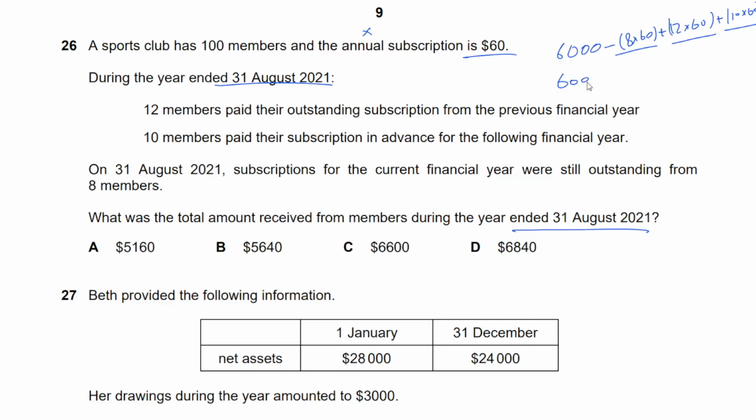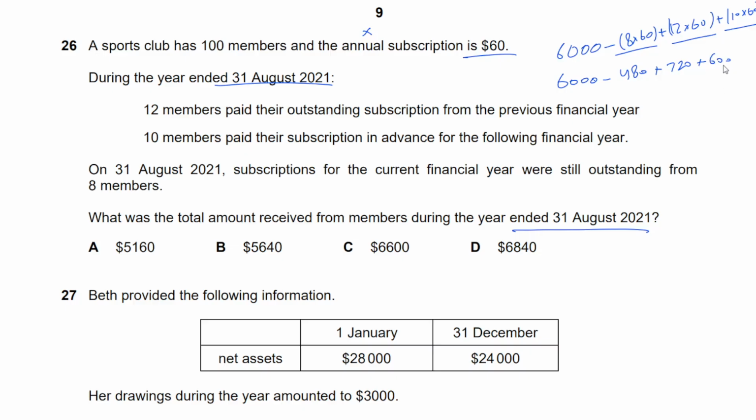So let's simplify this further. 6,000 minus, that's one way to do it. There will be another way. Maybe you make a little T account. You can do it that way if you like. But yeah, we'll do it this way. 8 times 60 is 480. Plus 12 times 60 is 720. Plus 10 times 60 is 600.